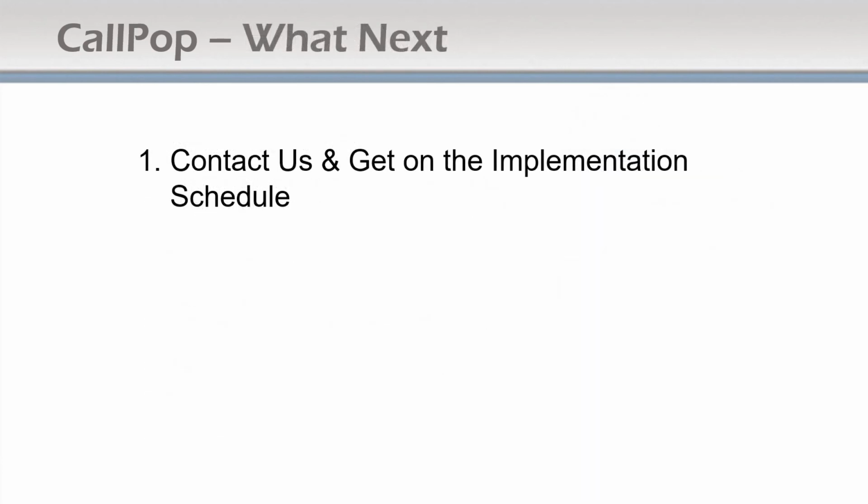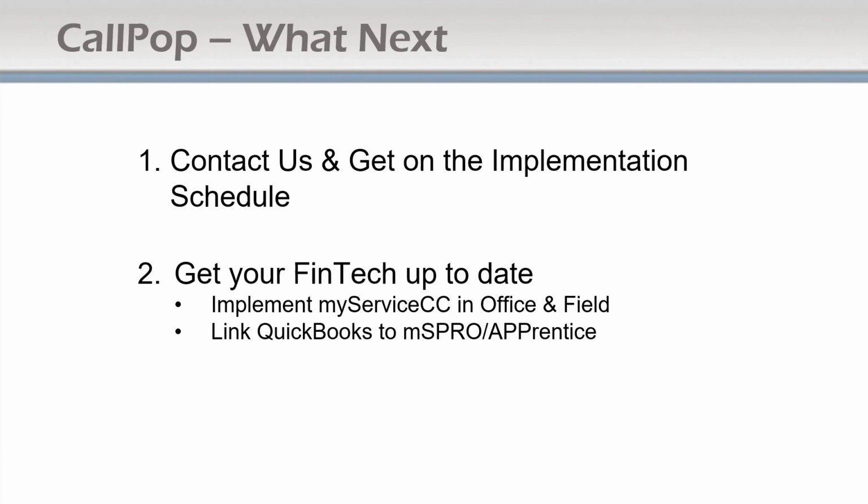What do you do to get involved? Well, the first part is to contact us and get on the implementation schedule. The second side of that is to make sure that your fintech is up to date. That means if you haven't switched over to myService CC, we need to get you to do that for the office and the field, and your best bet is to link QuickBooks to your MS Pro and APPrentice as well. That gives you the maximum capabilities of these systems.